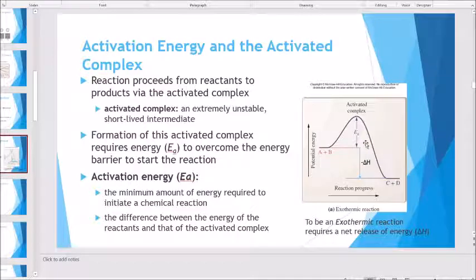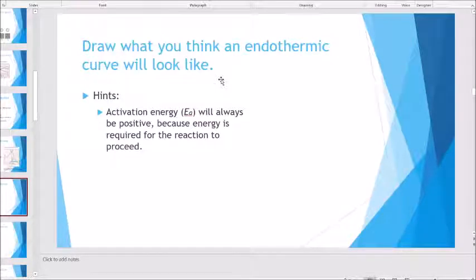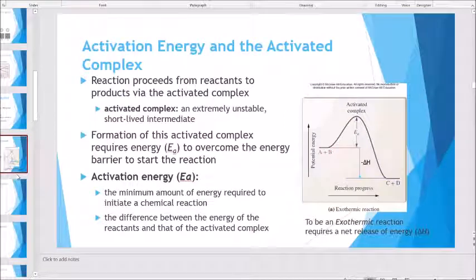In this energy level diagram here, it's an exothermic reaction, and we know that because the difference in energy between the reactants and the products is negative. And a negative change in enthalpy means that energy has been released. Think about how you would draw an endothermic curve. So here we have an exothermic curve. Take a second to draw what an endothermic reaction would look like. Keep in mind that the activation energy is always going to be positive.